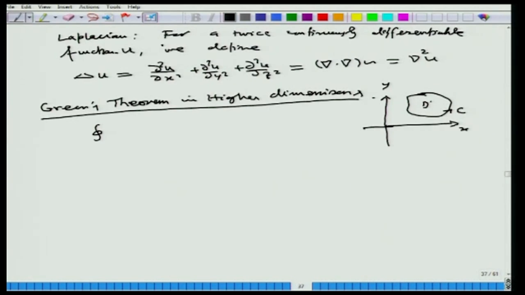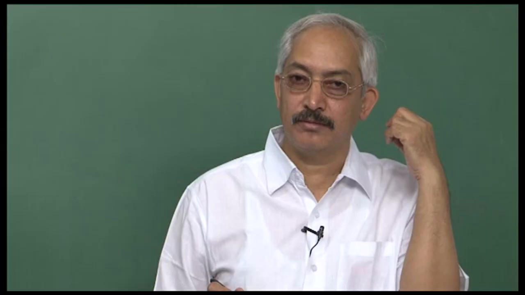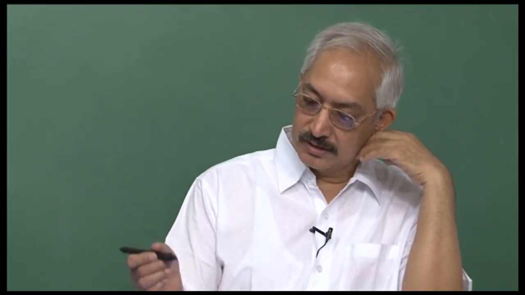Here we have seen that if M and N are smooth functions, then the line integral of M dx plus N dy is equal to the double integral over D of (N_x minus M_y) dx dy. We established this in earlier lectures, where M and N are continuously differentiable in D, piecewise continuous on the boundary, and C is piecewise smooth. This is Green's theorem in two dimension. Now, we can generalize this in higher dimension.